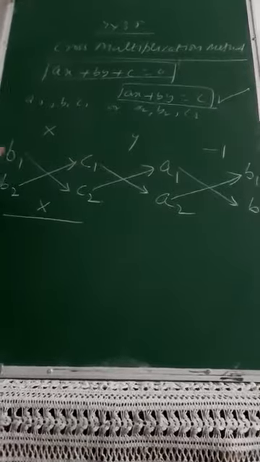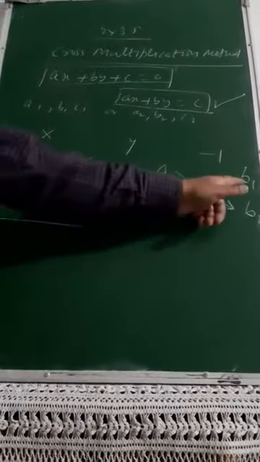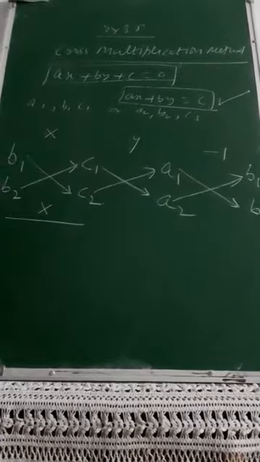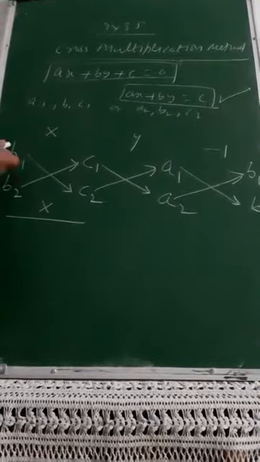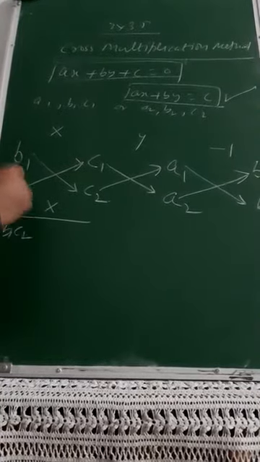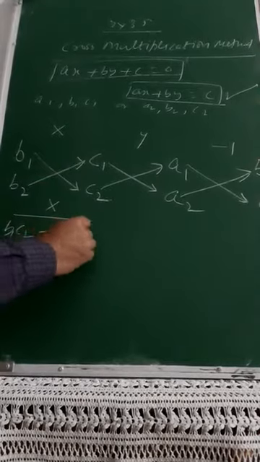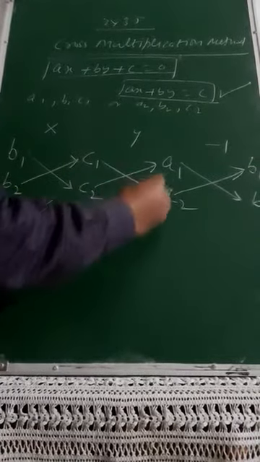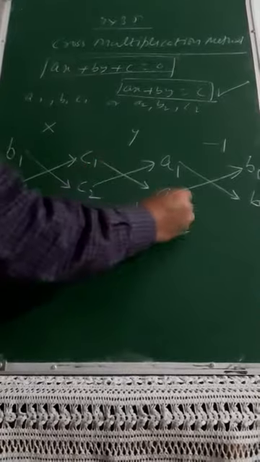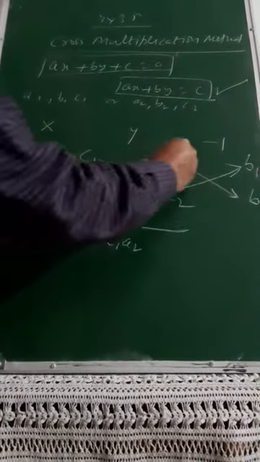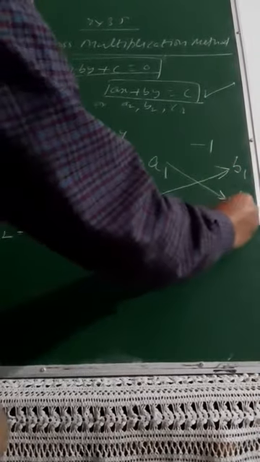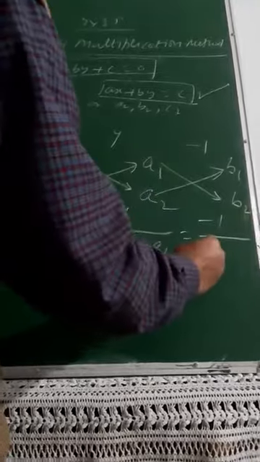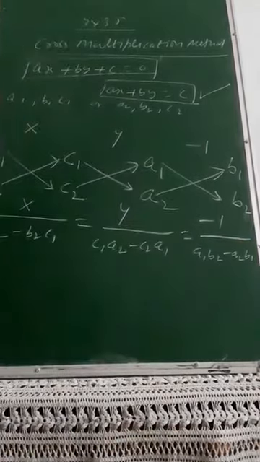And then after putting b1, c1, a1, b1 in the first row and b2, c2, a2, b2 in the second row, do the cross multiplication: b1 c2 minus b2 c1. Then is equal to, it is the turn of y now, y upon c1 a2 minus c2 a1, is equal to minus 1 upon a1 b2 minus a2 b1. Remember this.